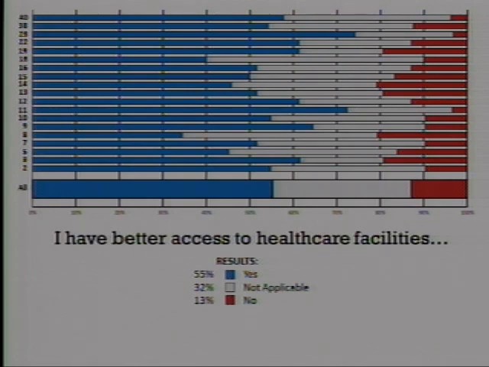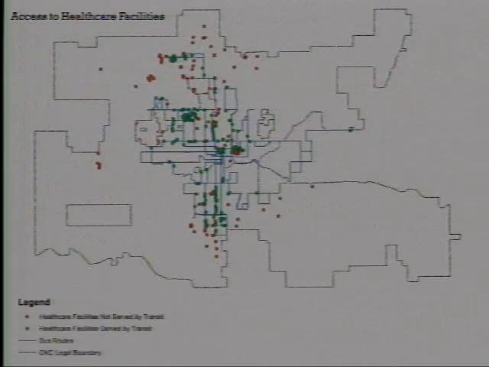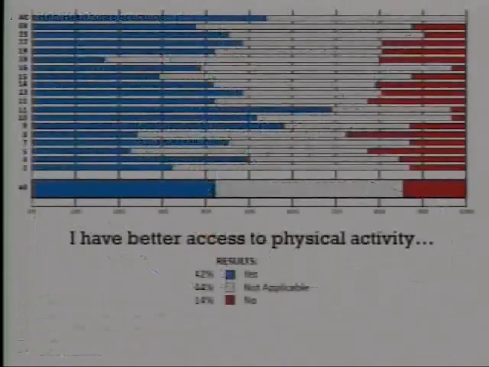However, more than half of riders feel they have better access to healthcare facilities now than they did before with the Metro Transit system. And this map shows that of the roughly 600 healthcare facilities in the city, two-thirds of them are within a 5-minute walk of a transit route. So, again, very good coverage there.